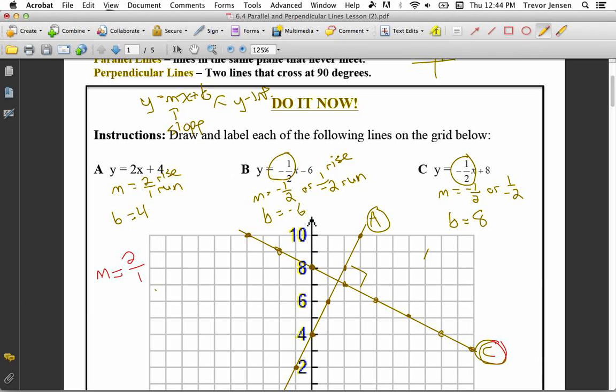So the fraction would be flipped. So the perpendicular slope, there's a sign for perpendicular. The perpendicular slope would be this slope flipped, so flip the slope, and then change the sign. So if the original slope was positive, then the perpendicular slope is going to be negative, and vice versa. If your original slope was negative, then your perpendicular slope will be positive.